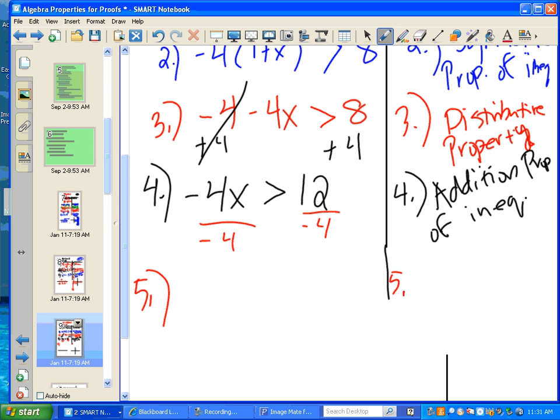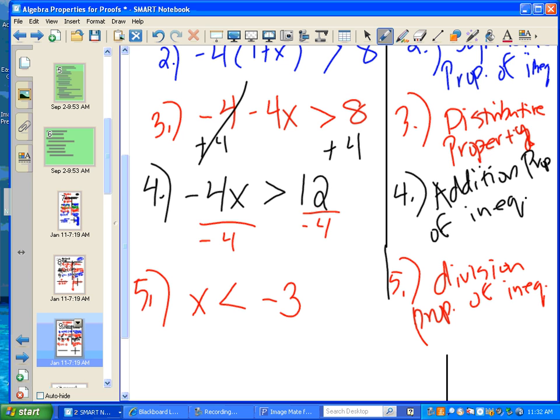Please remember, if you multiply or divide both sides by a negative, the inequality sign is going to flip or reverse. So this becomes x greater than changes to less than. 12 divided by negative 4 is negative 3. So we proved x is less than negative 3. Our justification here is division property of inequality. Okay, so that's it for the proof.